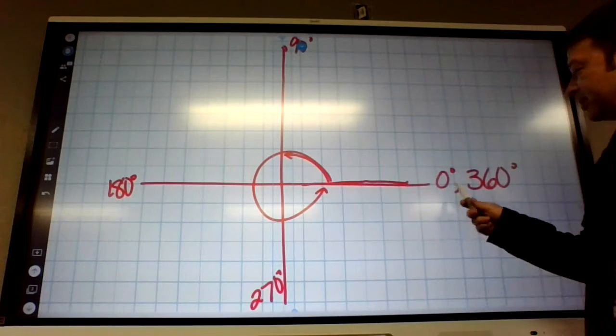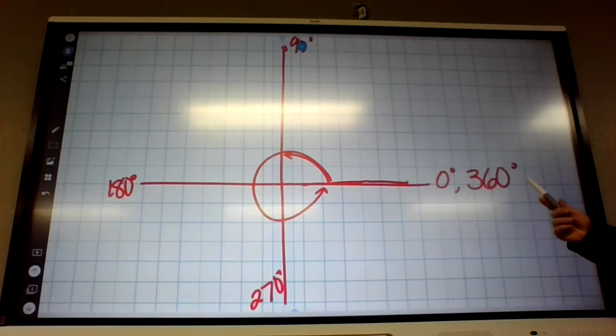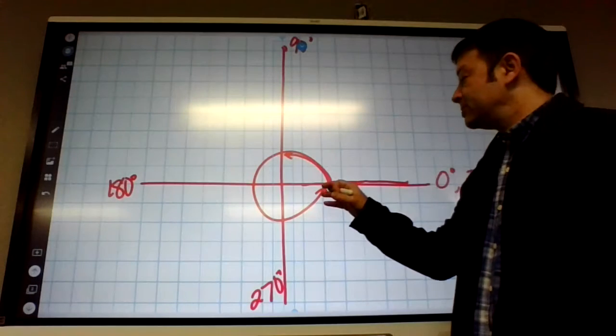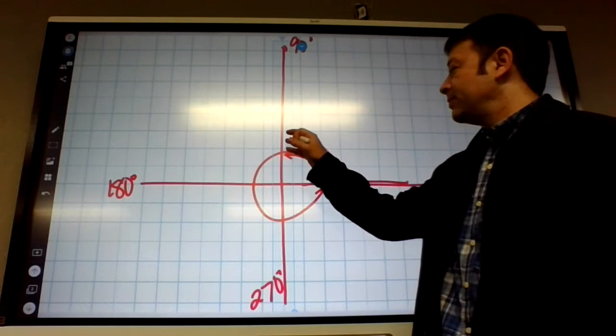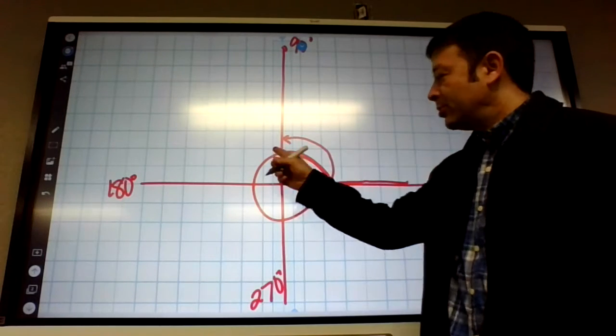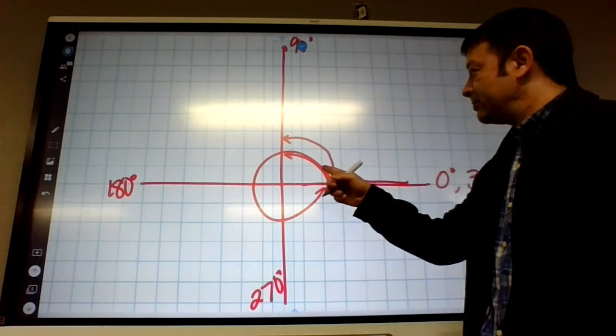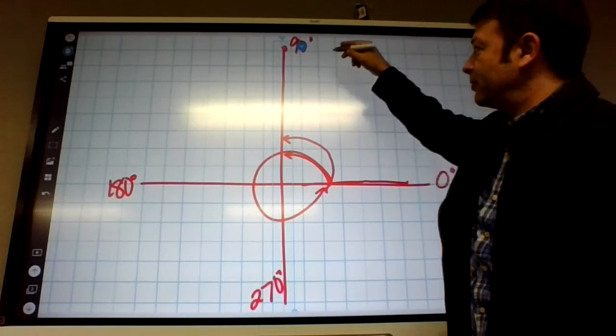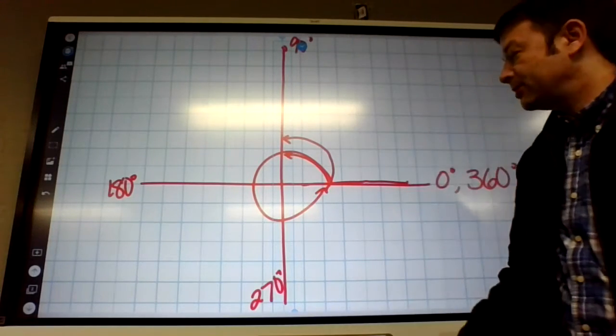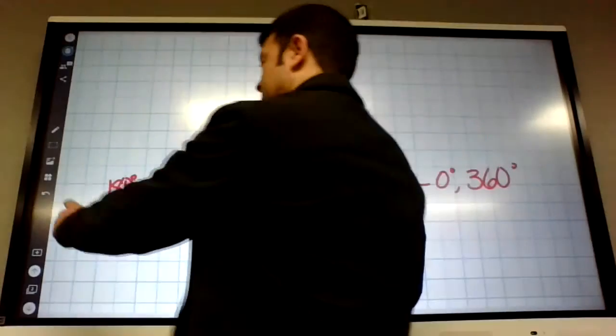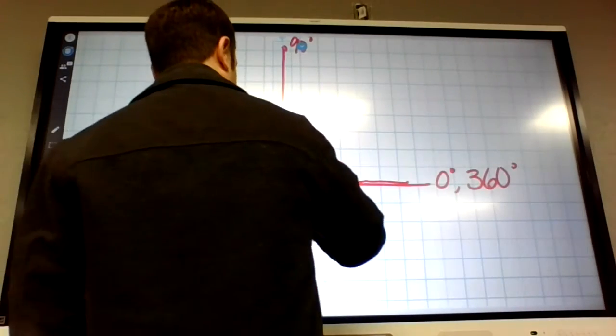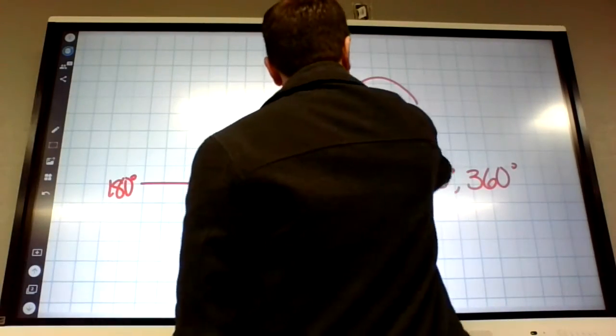So you can call 0 and 360 coterminal angles because they stop at the same spot. And you can keep going as many times as you want. Like if you rotate 1 1/4 turn, that would be 360 plus 90, which is 450. I'm not gonna write that down, but anyways, it just keeps going.